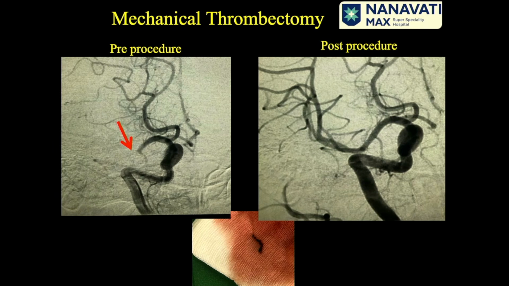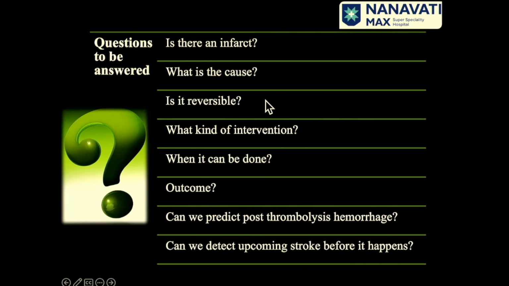Here is a patient done in our hospital. DSA, MRI had shown a hyperacute infarct in the right MCA territory. DSA is showing complete occlusion. Post-thrombectomy, post-removal of the clot, circulation has come back absolutely normal.